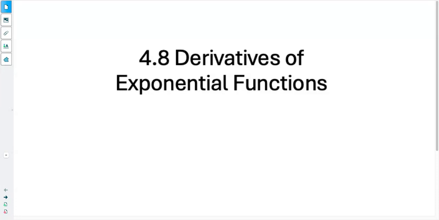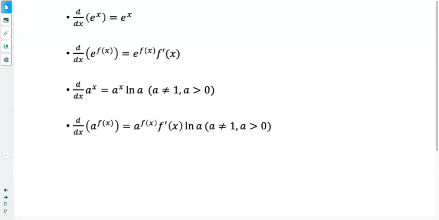Hi, we're going to look at derivatives of exponential functions. So we'll look at several different derivative definitions. We know the derivative of e to the power of x is equal to e to the power of x. So taking the derivative of Euler's number to the power of x doesn't change it. We get the same thing back.